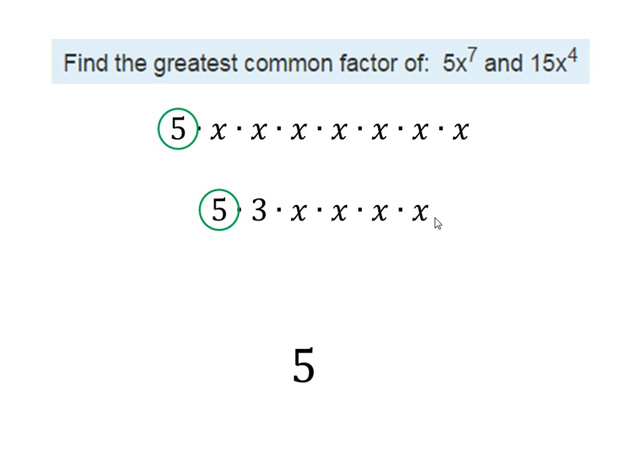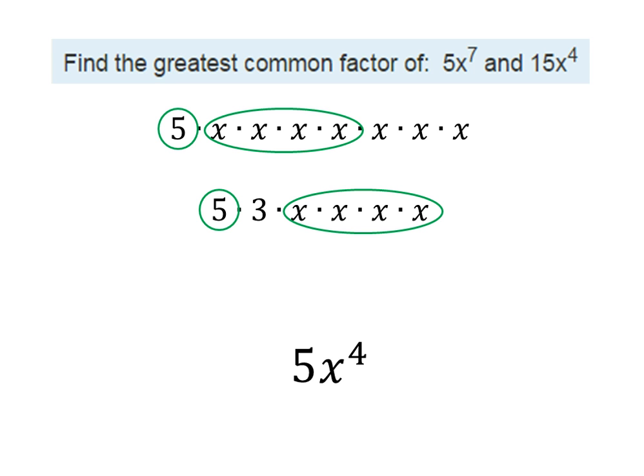How many x's do they have in common? Looks like 4. Each term has at least 4 x's. So therefore, the other part of this greatest common factor is x to the 4th. So therefore, the greatest common factor of 5x to the 7th and 15x to the 4th is 5x to the 4th.